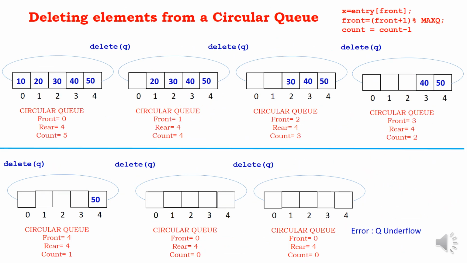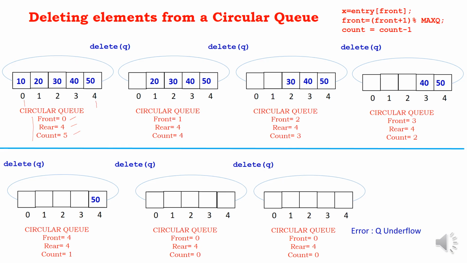Deleting elements from a circular queue. We consider the same circular queue which can store 5 elements. Once 5 elements are inserted, the status of the circular queue is like this. Front element is at location 0, so front is 0. Last element is at location 4, so rear is 4. Total number of elements is 5, so count is 5. So there is an array, and along with this array, we are maintaining 3 more data items: front, rear, and count. So it is a circular queue.